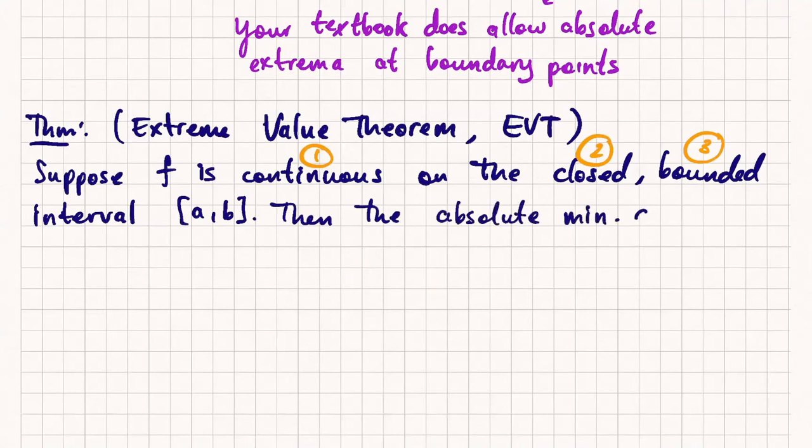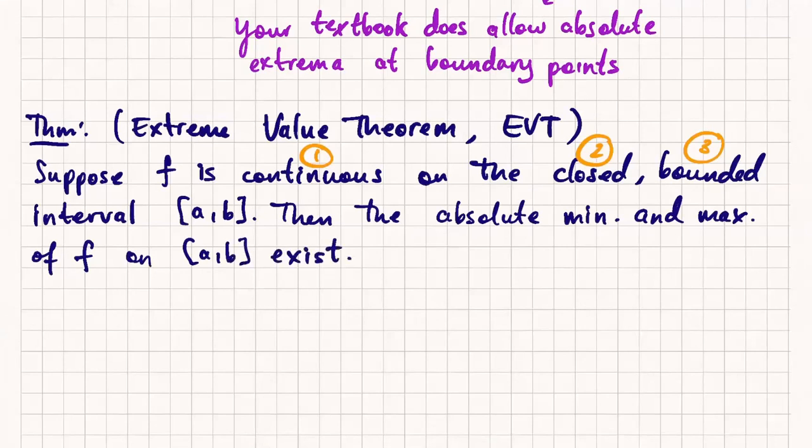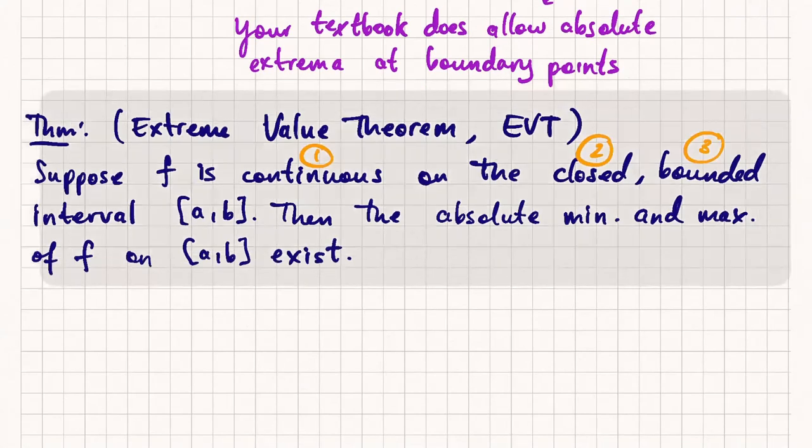Then the absolute min and max of f on this interval exist. So that's really nice, right? If we deal with continuous functions on closed bounded intervals, we are guaranteed to have an absolute minimum and maximum. And for the most part, those are the types of functions we deal with. Even if in practice we might come across functions that are not continuous, a lot of times we can approximate those functions by continuous functions. So this theorem is very, very useful.